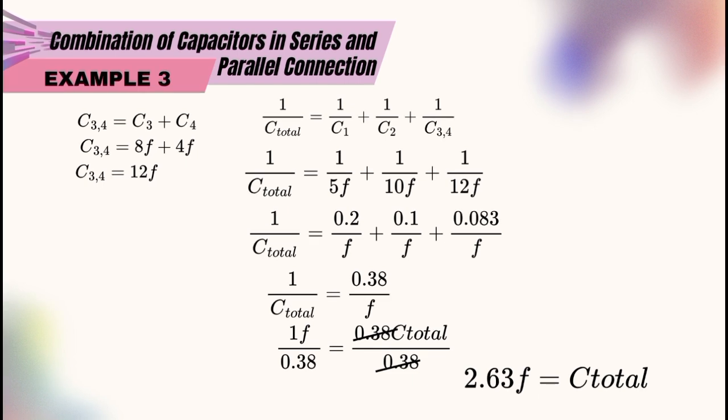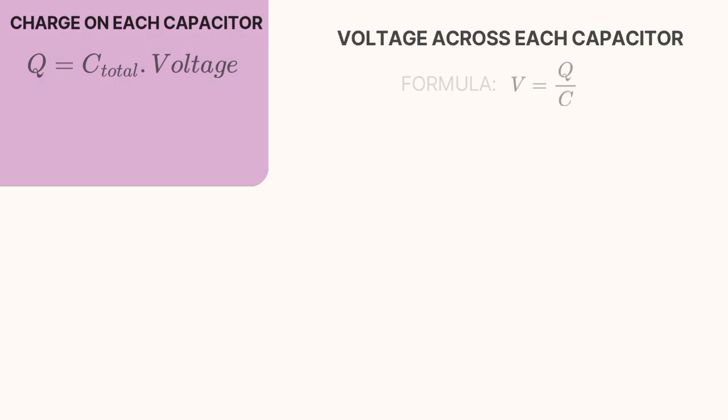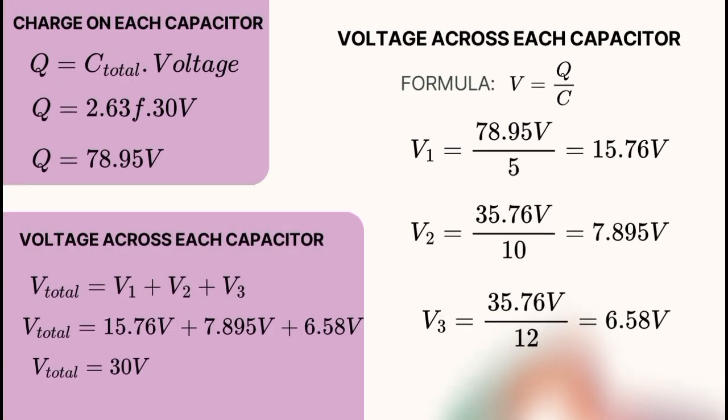So sum all the capacitors, we will come up with 0.38, then we will cross multiply and cancel the 0.38. Then divide 1 farad by 0.38, we will come up with 2.63 farads in total capacitance. For the charge on each capacitor, again we will multiply the total capacitance and the voltage. So 2.63 farads times 30 volts is equal to 78.95 coulombs.